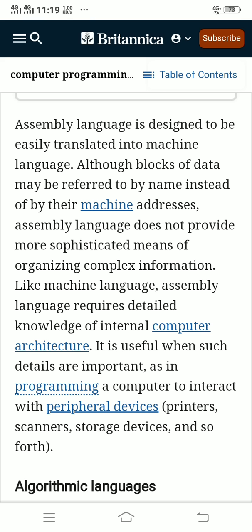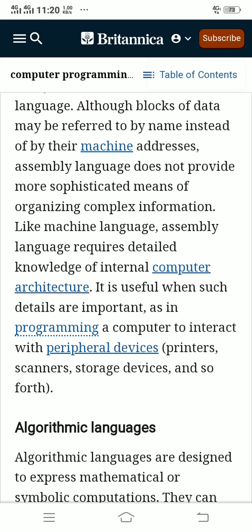Like machine language, assembly language requires detailed knowledge of the internal computer architecture. It is useful when such details are important, as in programming a computer to interact with peripheral devices such as printers, scanners, and storage devices like SD cards, flash drives, DVDs, and CD drives, and so forth.